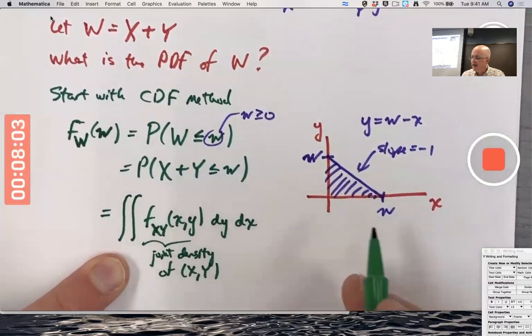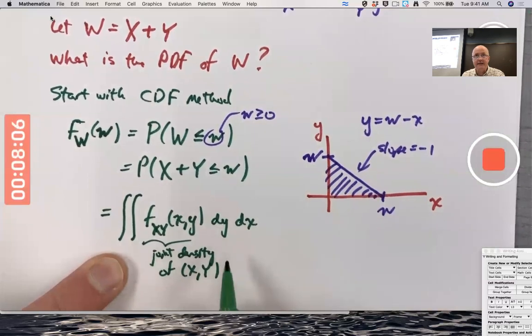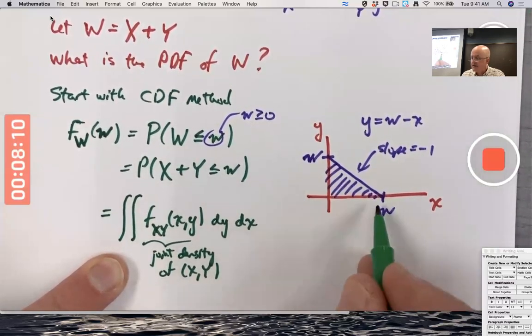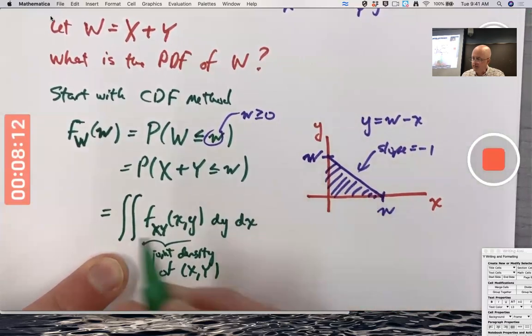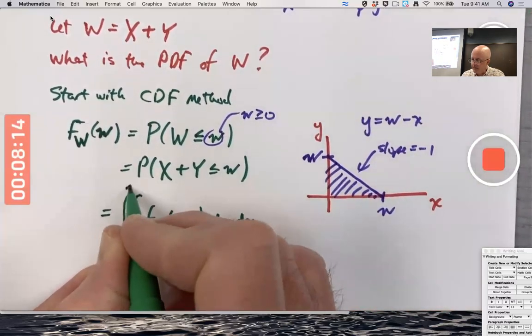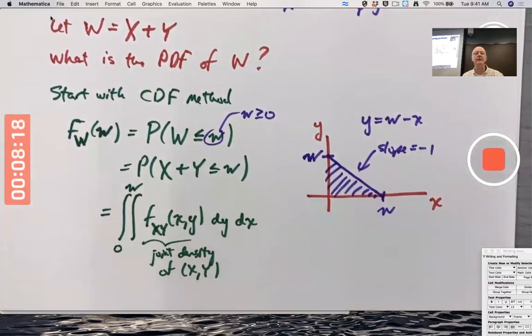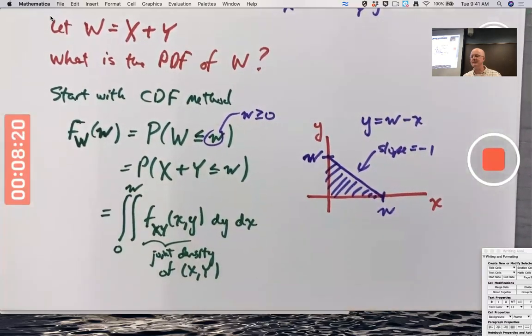Here's what you do. The outer limits of integration for x in this case are still constants. For this triangle, x goes from 0 to w. W is a constant when I'm thinking about doing this calculation. After I finish the calculation, then I think of w as a variable, right? It's all in your head. It's all the perspective that you have.